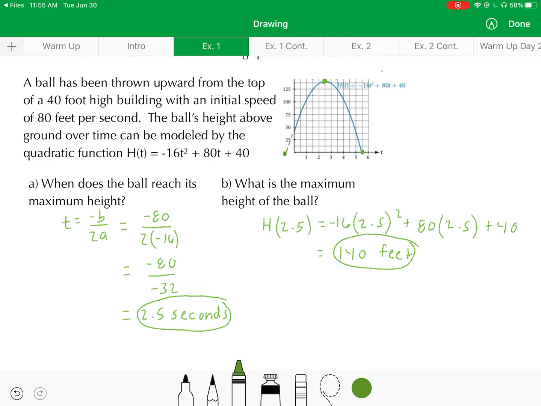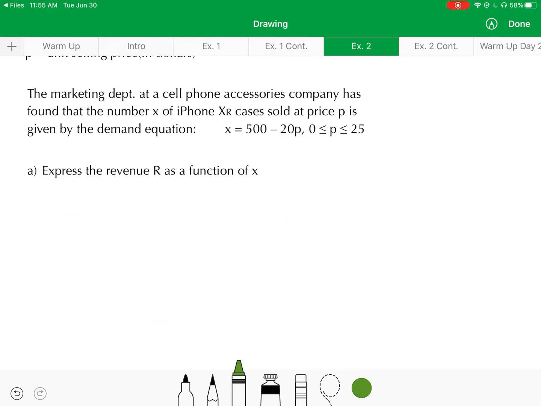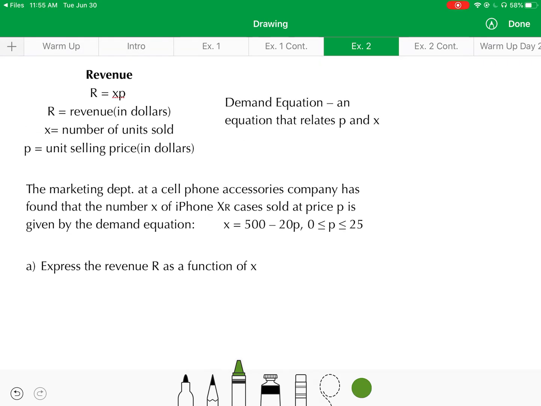Okay, moving forward, let me give you a specific scenario that often leads to a quadratic model. It's a scenario of revenue, a business situation. So revenue is the amount of money that you generate when you sell a product. It's not your profit, it's just how much money you're bringing in. And we have a very simple formula for revenue: R, revenue, equals x times p.